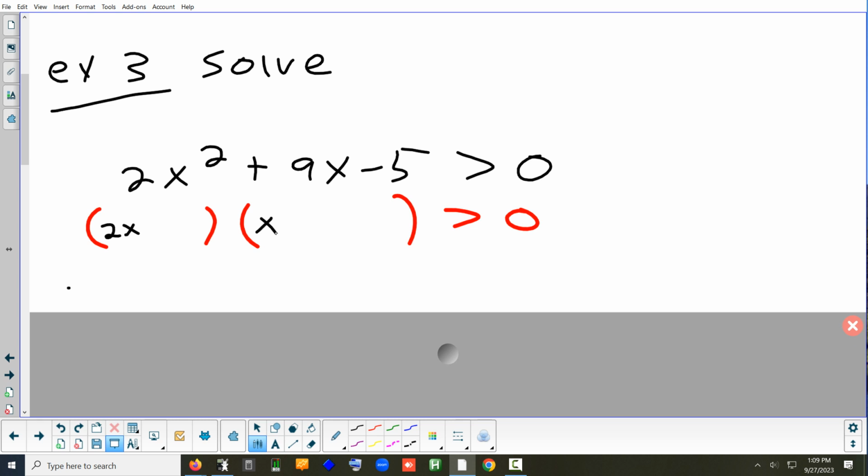Yep. One's a plus, one's a minus. One's a plus, one's a minus. I would do it like this. You can try it a different way if you want. Good luck. It's not going to work. So let's do it that way.